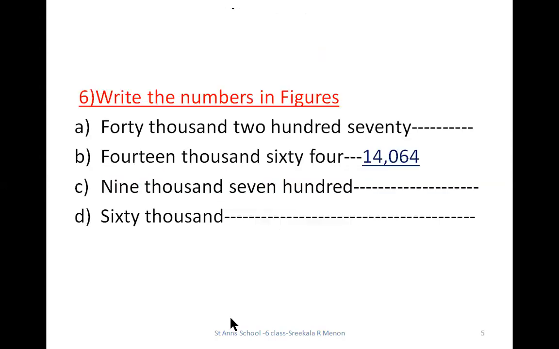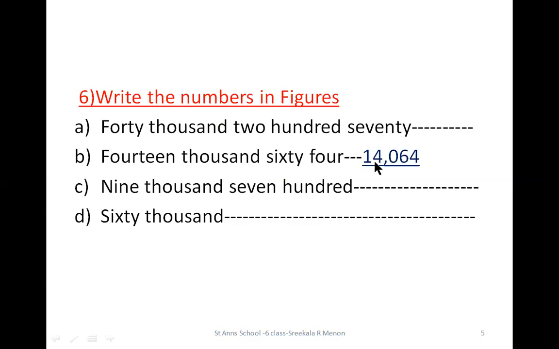Yes. The next bit, they are asking how to write the numbers in figures. What do we mean by figures? Nothing but numbers. The first one, 40,270, is your homework. You should do it by yourself. The second one I have done for you.